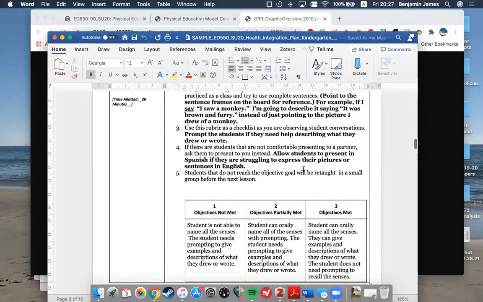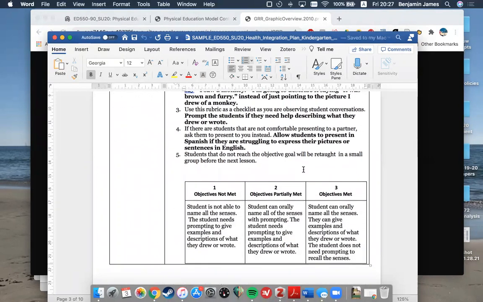The teacher is not asking them to write. There's a lot of drawing and illustrations. If they're able to write, they can. It's kindergarten. Most of them will not be able to write. And the teacher does a really good job of not making writing a required part of the assessment, right?